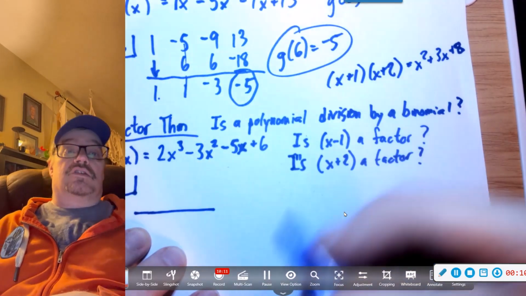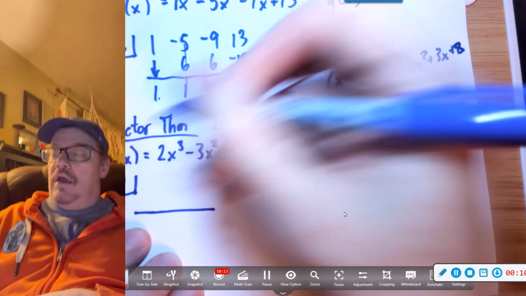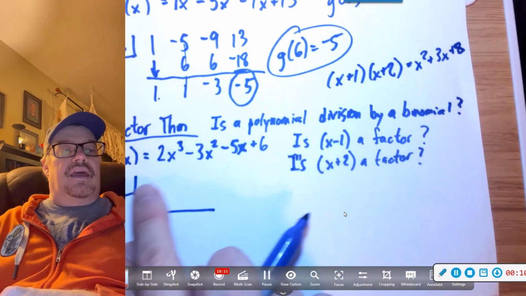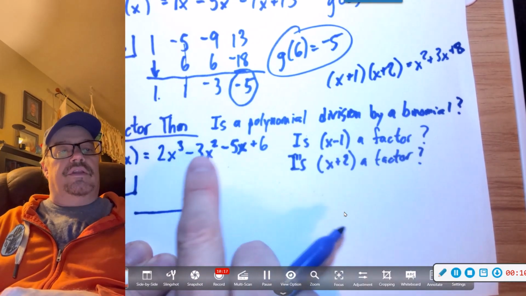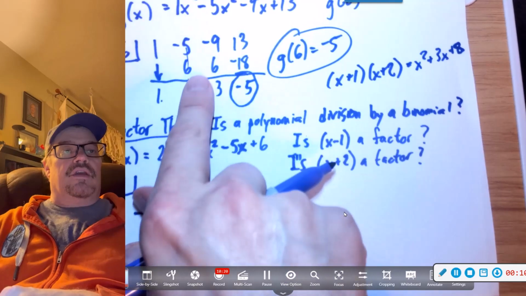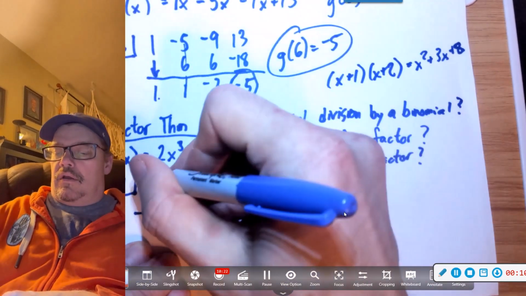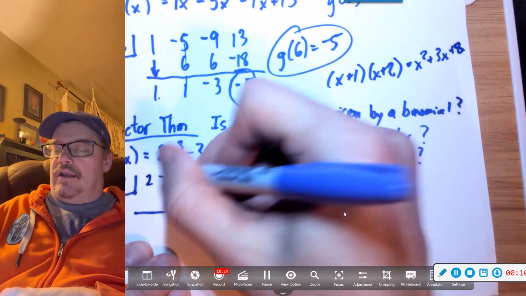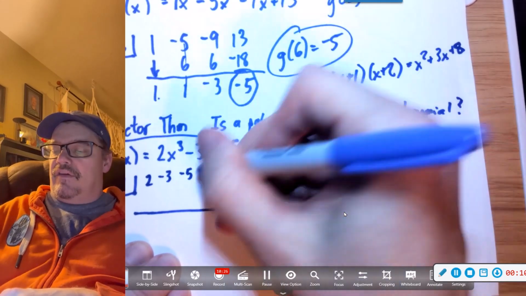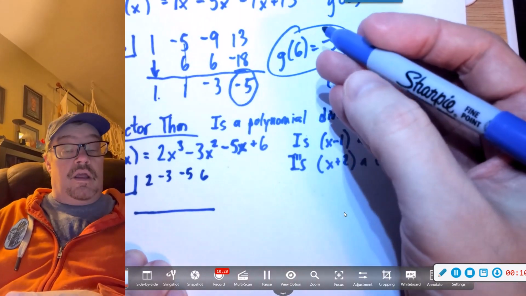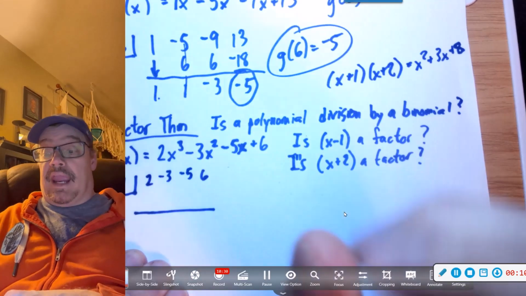Does it go in evenly? So what you do is you take the opposite sign here. That is a -1 there. We will make that a +1. We're going to pull all these coefficients, and we're going to run it right through the synthetic division engine. Okay, so 2, -3, -5, and 6. So let's run it, and then I'll tell you how to interpret the answer.